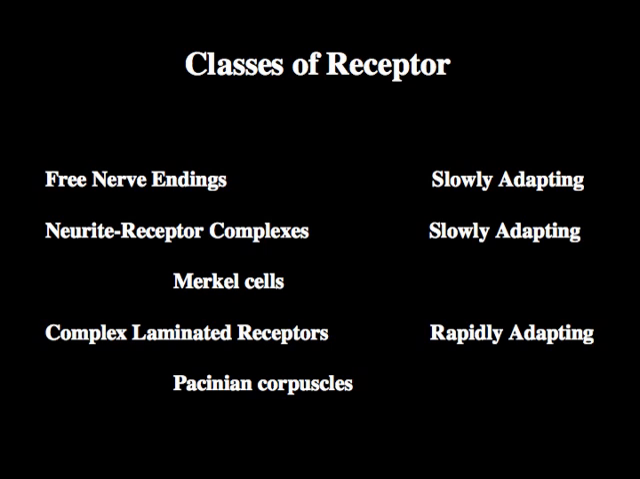So if we classify the receptors, we can start off with the simplest, the free nerve endings, which are slowly adapting. In the middle, we've got the medium complexity neurite receptor complexes like the Merkel cells, which are slowly adapting, and right at the top end of the complexity scale, we've got the complex laminated receptors, and they are rapidly adapting. So they will respond to change in the environment more than magnitude of stimulus in the environment.